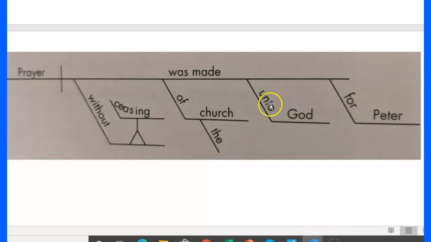All of these are prepositions: for, unto, of, and without. And you see how they have done that little verbal there. So just a reminder of when we stick that verbal in. So again, we have prayer was made, and we could say prayer was made without ceasing and put a period. We could say prayer was made of the church, period. Prayer was made unto God, period. Prayer was made for Peter. These are all adverbial. This tells us how. This tells us possibly to what extent.